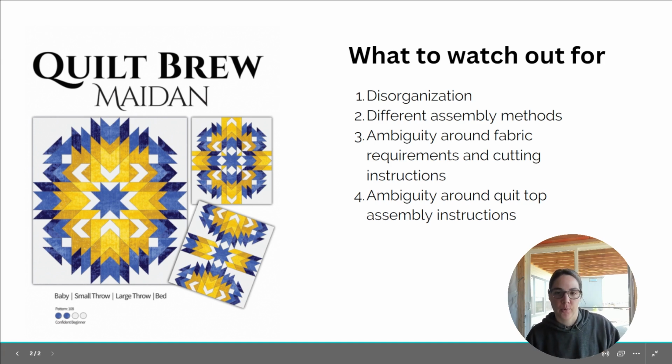Ambiguity around your fabric requirements and cutting instructions is another thing to watch out for. If it's not very clear for your reader which table they're following, which cutting instructions they're following, if they're picking and choosing some cutting instructions from this version and some cutting instructions from that version because there's just too many options, that's going to be really hard to follow.